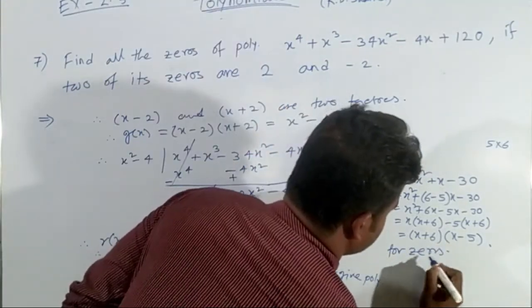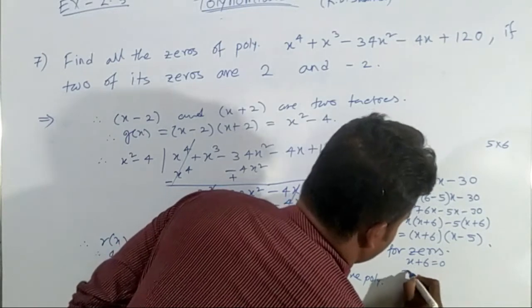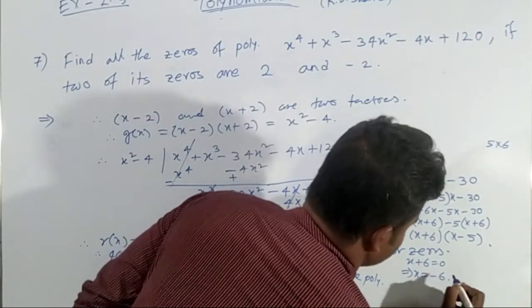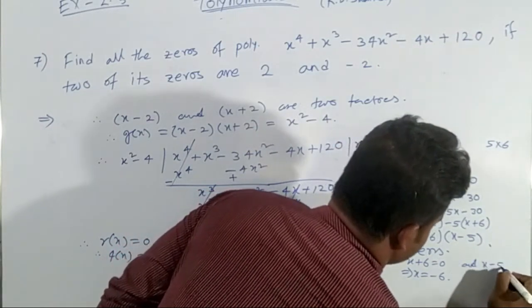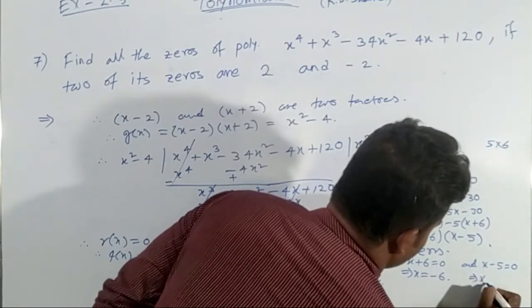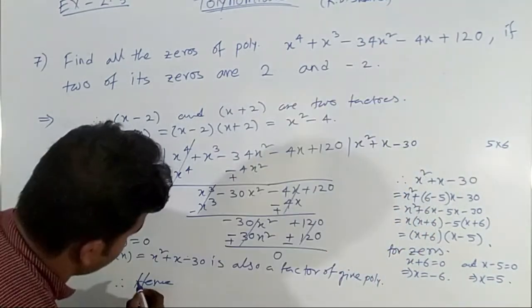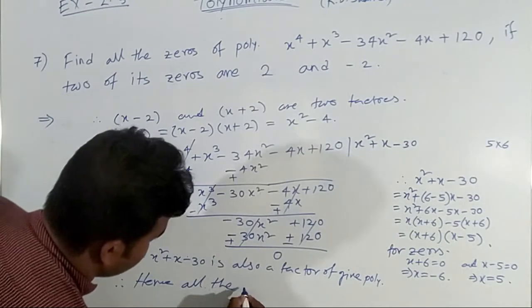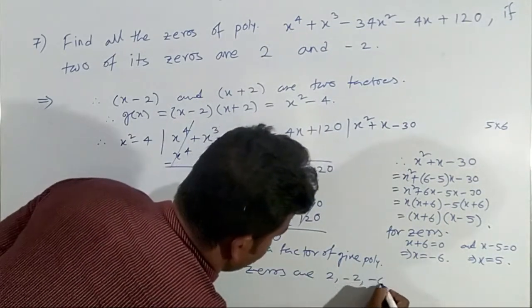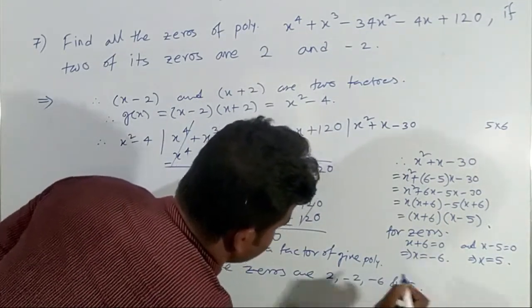For zeros, x plus 6 equal to 0, that is x equals minus 6, and x minus 5 equal to 0, that is x equals 5. Hence all the zeros are 2, minus 6 and 5. That's it.